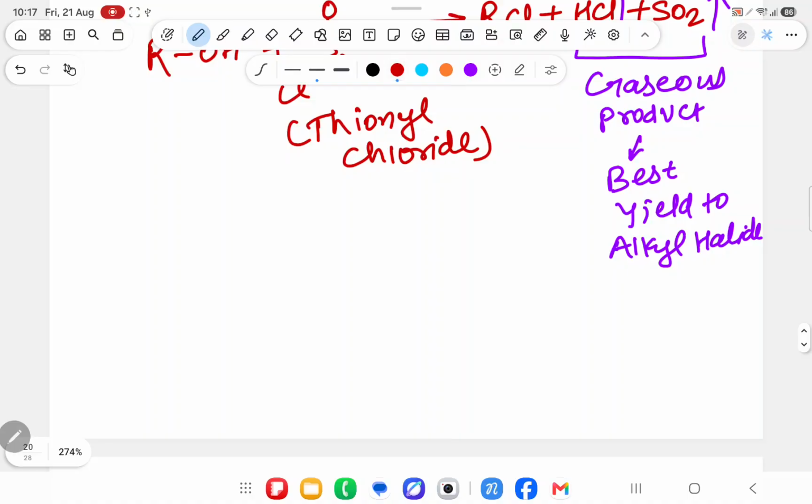What is happening inside it? See it very properly. ROH is there plus S double bond O with Cl and Cl. What happened?